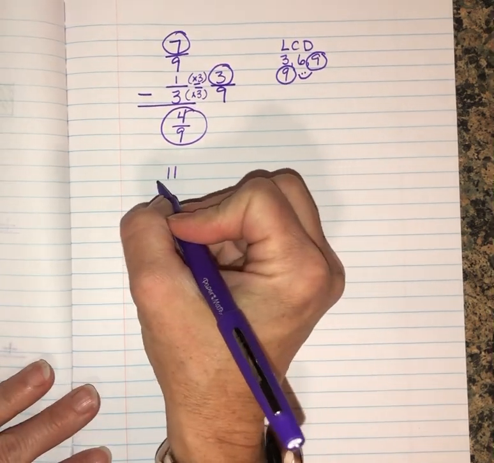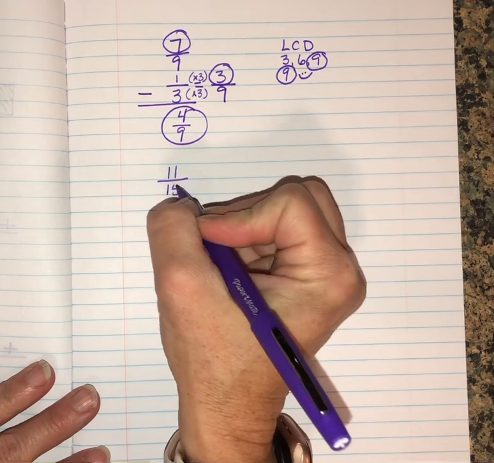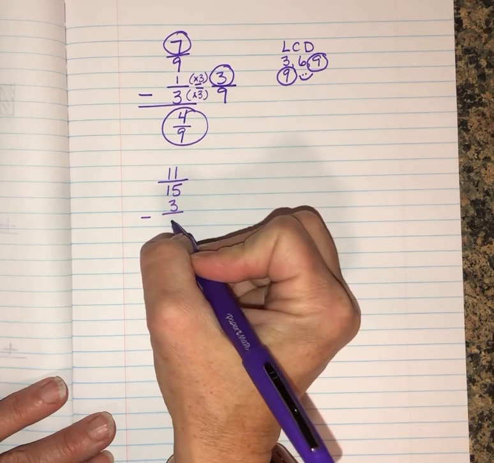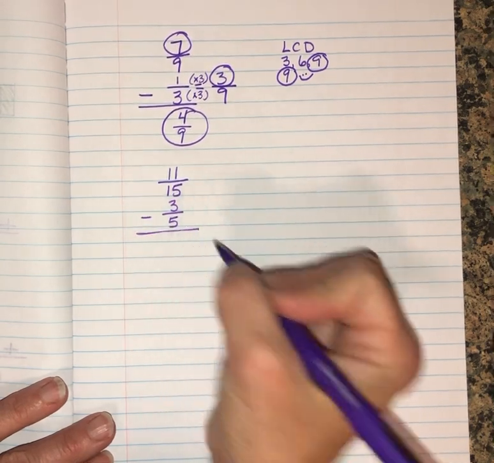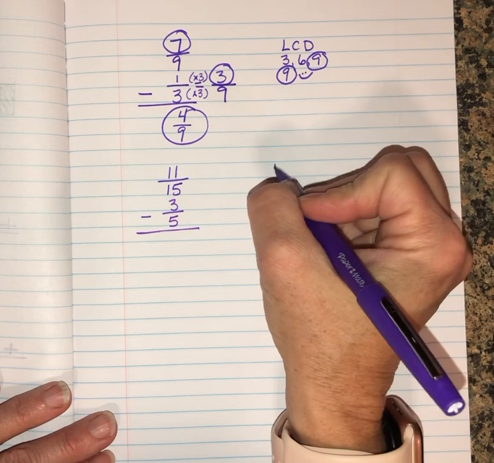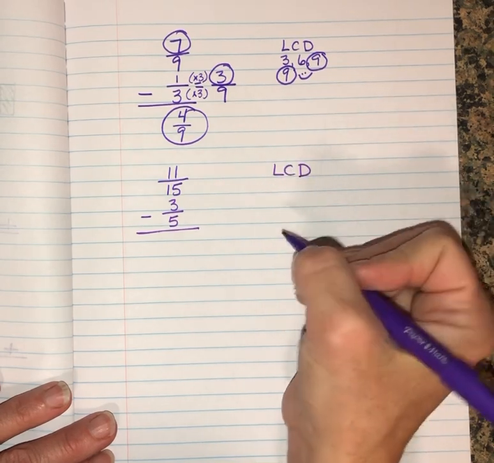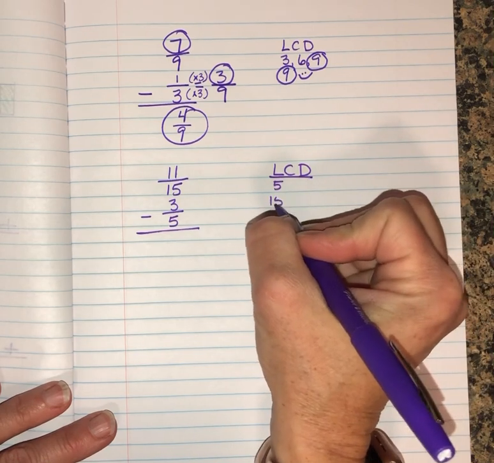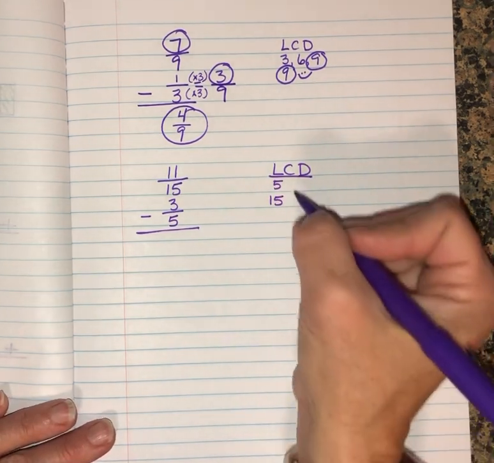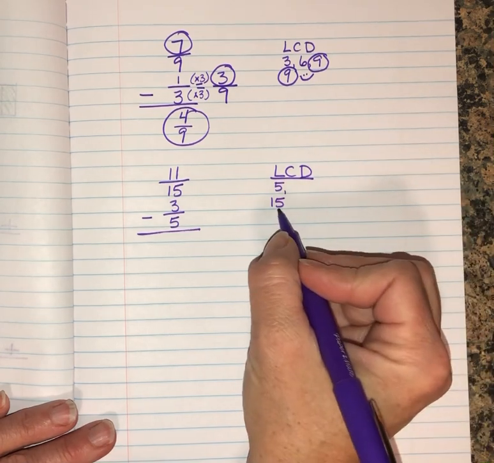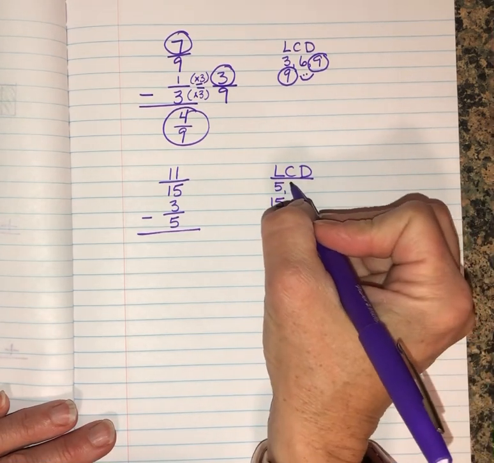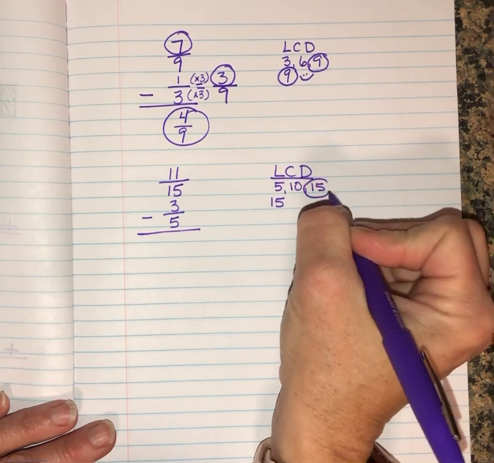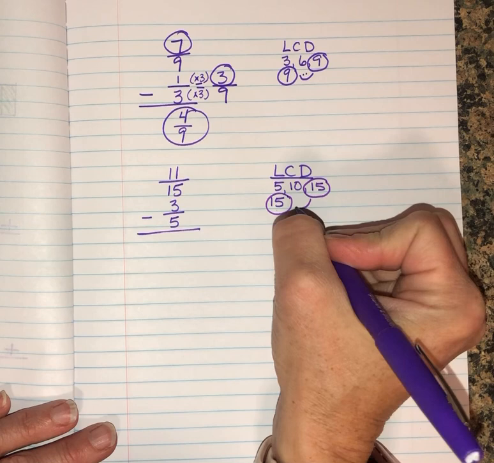I have a number like 11/15 minus 3/5. I'm going to look for my LCD. My two denominators are 5 and 15. I'm going to look at multiples of 5 to find something in common with this 15. 5, 10, 15. Ding, ding, ding. That's my winner.